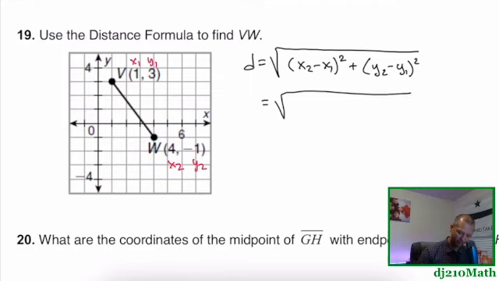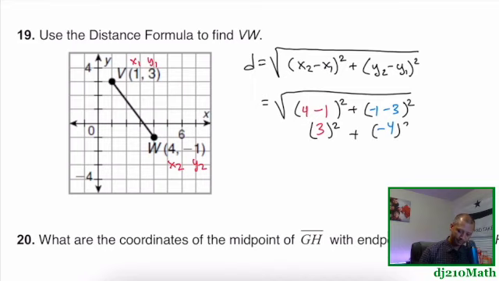Square root of x2 minus x1, so 4 minus 1, and y2 minus y1. So y2 is negative 1 minus y1, which is 3. Simplifying these numbers, 4 minus 1 is 3, and negative 1 minus 3 is negative 4. These are both squared. So 3 squared is 9.